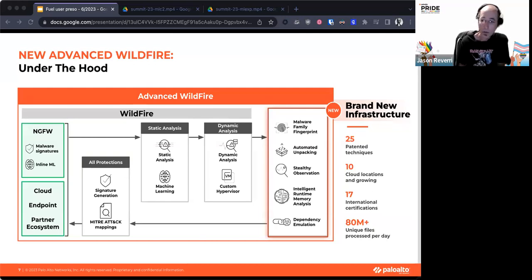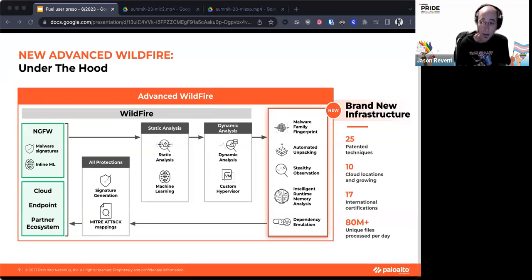The signatures are then delivered in near real time back to the enforcement points all over the world, making advanced wildfire signature delivery one of the fastest malware protection mechanisms available on the market, 60 times faster than our nearest competitor. The new AWF detection capabilities are the result of years of malware reverse engineering and research coined by 10 new patents delivered on top of a completely new infrastructure.